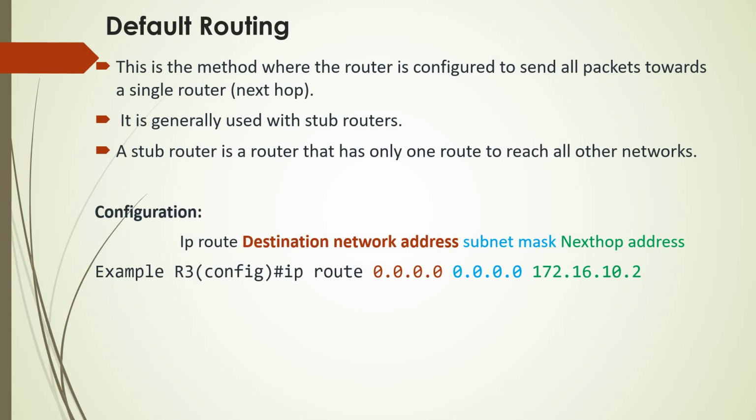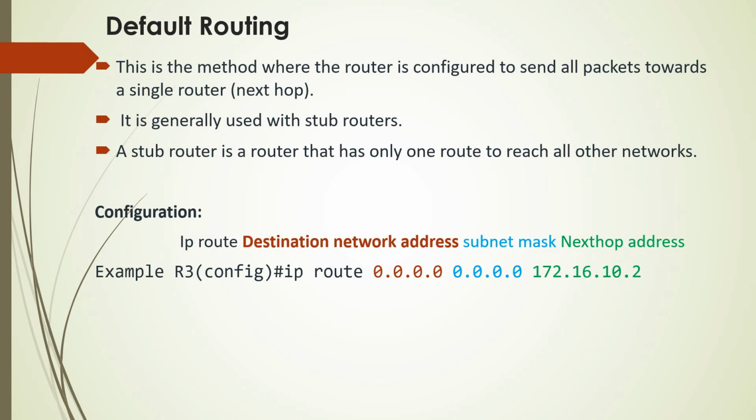Here the configuration is the same: ip route, destination network address, subnet mask, and then next hop. But here we don't know the destination network address. If we don't know the destination network address, obviously we don't know the subnet mask. So in that place, we simply give 0.0.0.0. What is the meaning? It means an unknown network address. We need to configure it like that on the router.